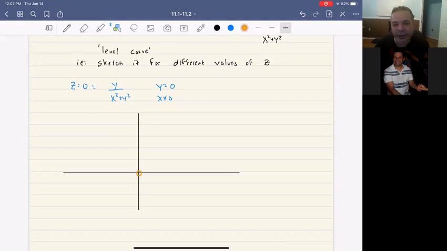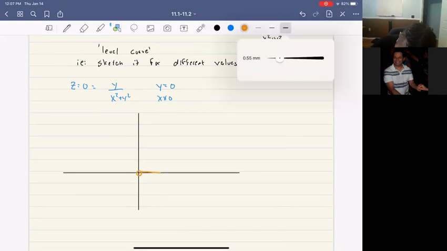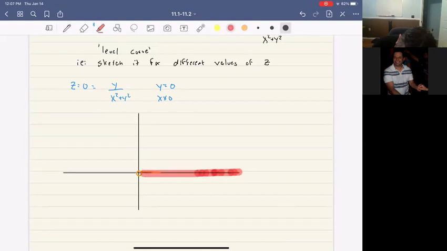Little open circle there at x equals 0 together with y equals 0. Actually, make it with the highlighter here. That's y equals 0. I don't like that anymore. Let's go back to the pen.